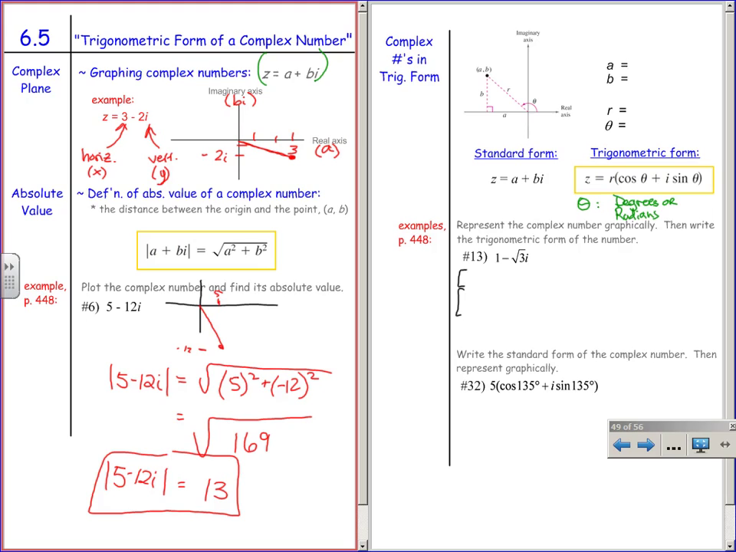You guys are thinking too hard. Magnitude was the square root of a squared plus b squared. Direction was theta equals tangent inverse of b over a. All I mean is theta. All I mean is angle. Okay?